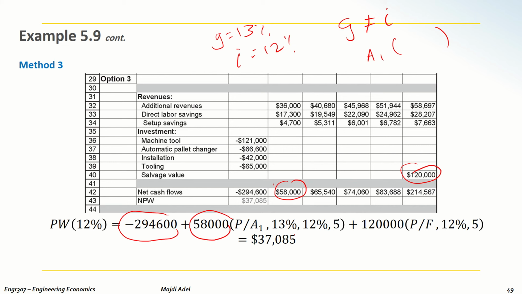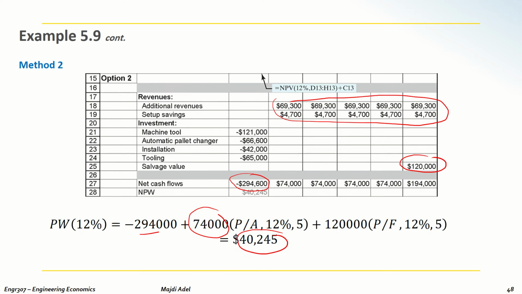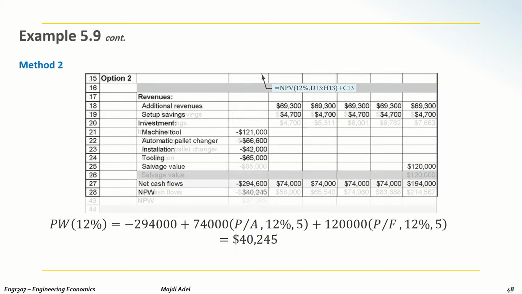The answer is $37,000. So from comparing the present values of present worth, the second option or the second method is the most profitable one. It has the highest present worth. This is a revenue project. For revenue projects, we choose the alternative or the option with the highest present worth.